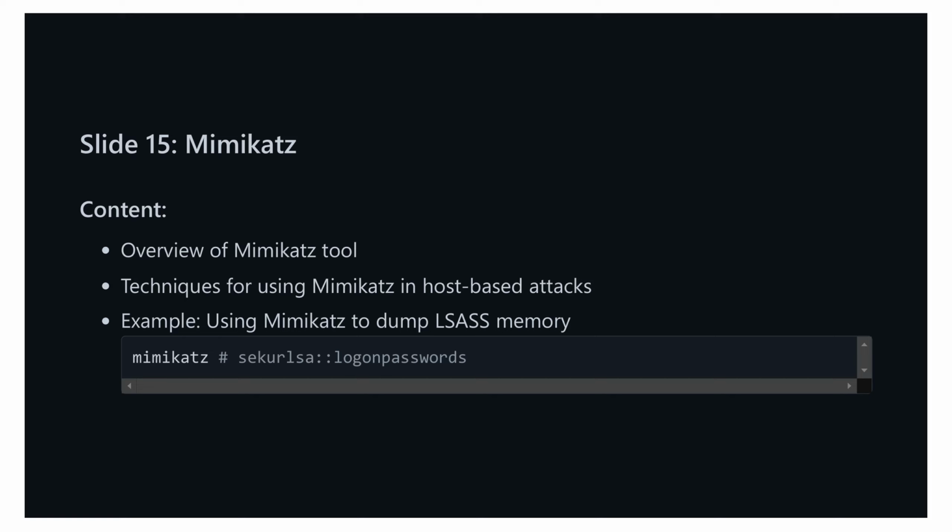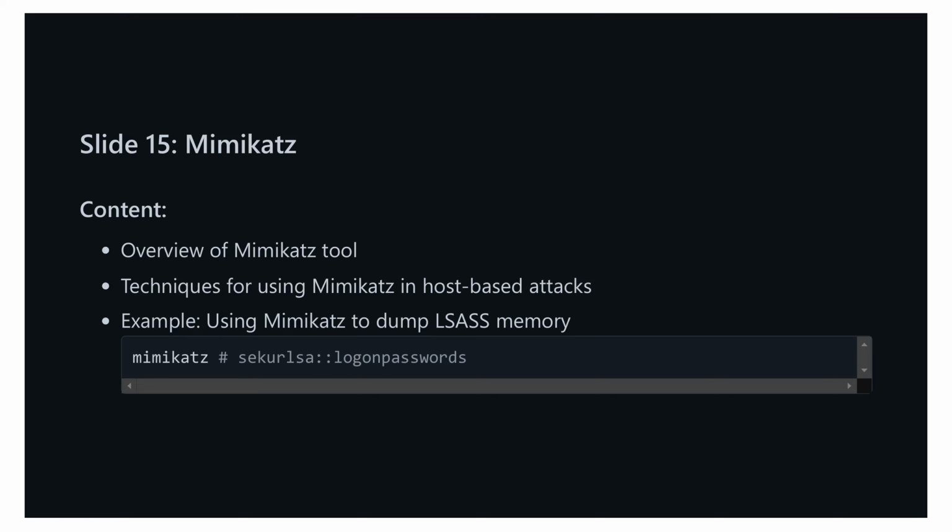On this slide, we'll discuss techniques for using Mimikatz in host-based attacks. For instance, the command mimikatz sekurlsa::logonpasswords can be employed to dump passwords of currently logged-in users from the LSASS memory, which is a common initial step to escalate privileges within a network. To execute this, you would first need to have administrative access or use an exploit that provides you with system privileges. Once you have that, running Mimikatz with the aforementioned command dumps the credentials, which can then be used for further lateral movement and access.